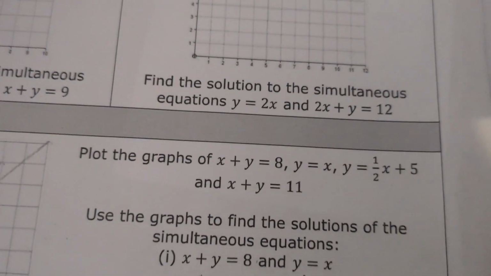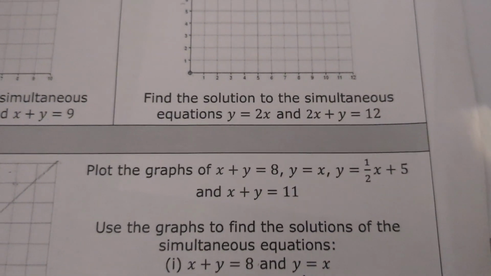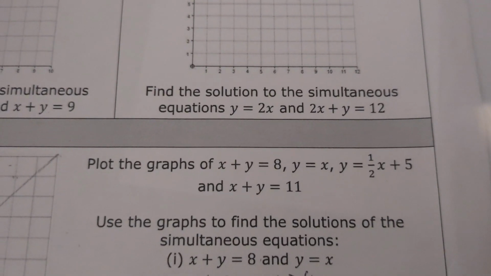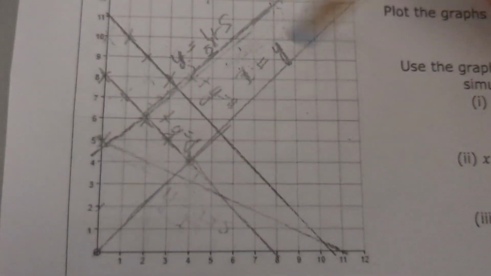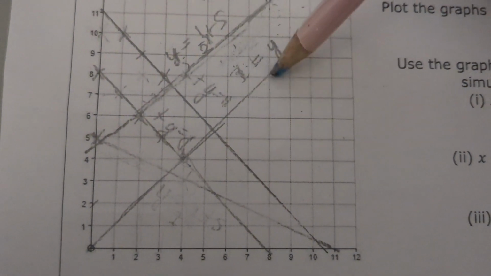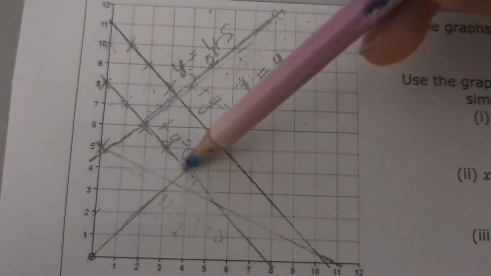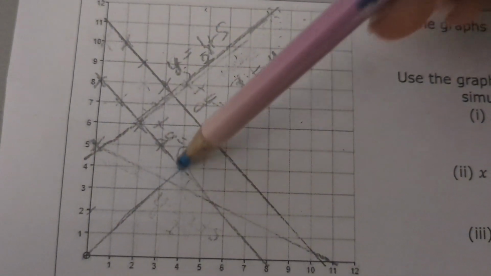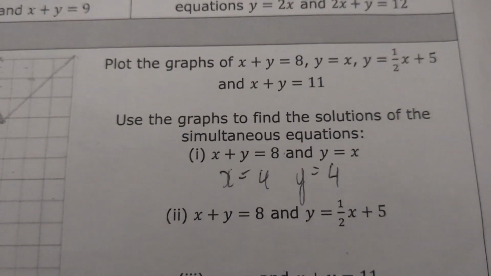But for the first one, it says find the solution to the equations x plus y equals 8 and x equals y. So you have to find the graphs x plus y equals 8 and x equals y, and then find the point that they intercept. So that would be 4, 4, which would give you x equals 4 and y equals 4.